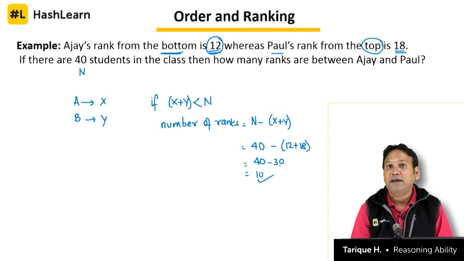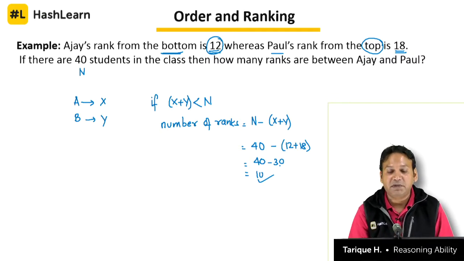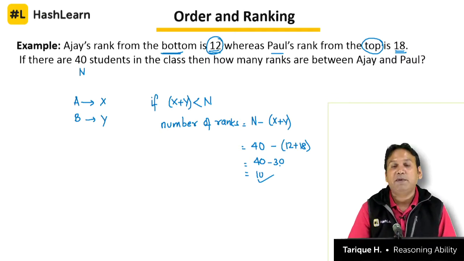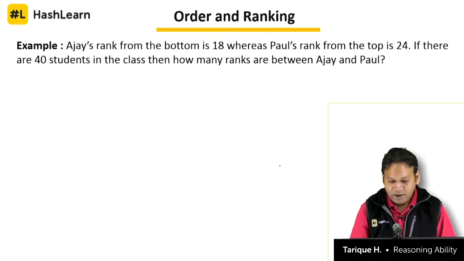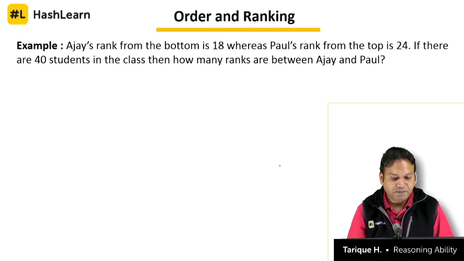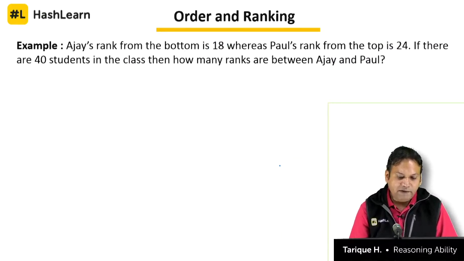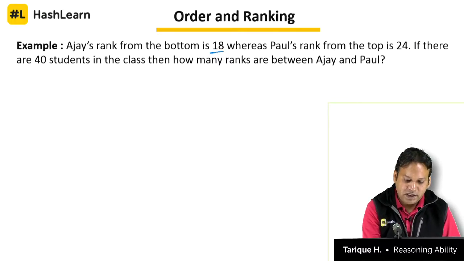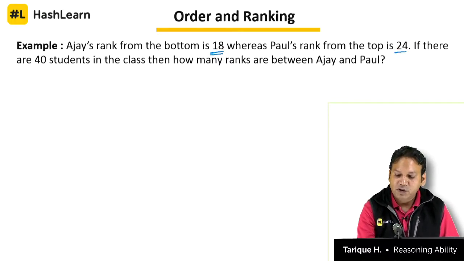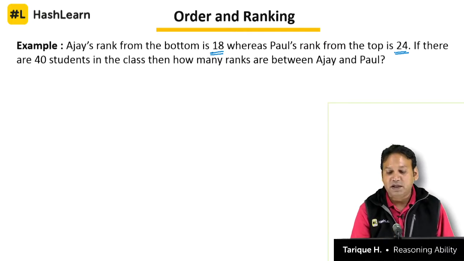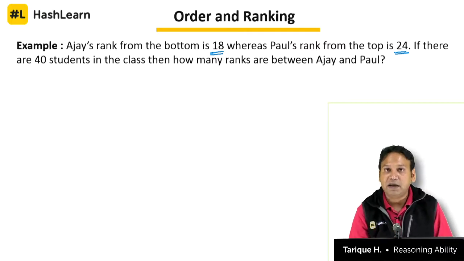No need to worry about drawing any diagram, just look at the question and you will be able to solve it and get the answer. Okay, now let us look at the next question here. Ajay's rank from the bottom is 18, whereas Paul's rank from the top is 24. If there are 40 students in the class, then how many ranks are there between Ajay and Paul? Very similar question, just an application of the formula.